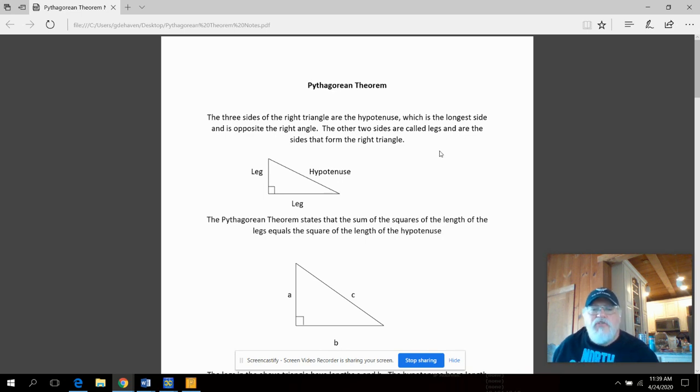Okay. The first thing you have to understand before doing these kinds of problems is what the parts of the right triangle are. Obviously, all right triangles will have a right angle right there. The two sides that form the right angle are called the legs, and the side across from the right angle, which is always the longest side, is called the hypotenuse. It is very important when doing these problems to be able to identify the hypotenuse.